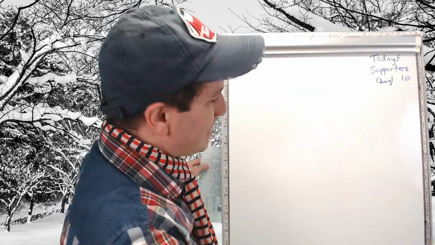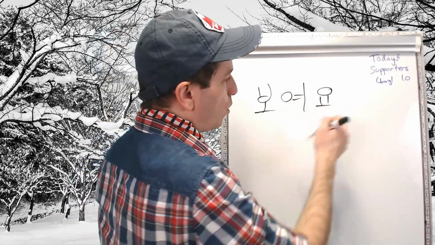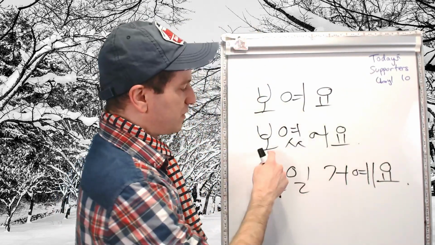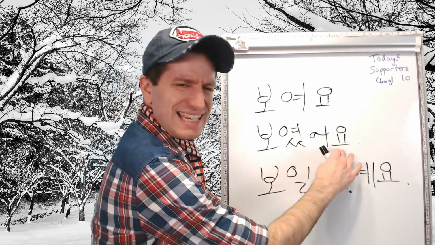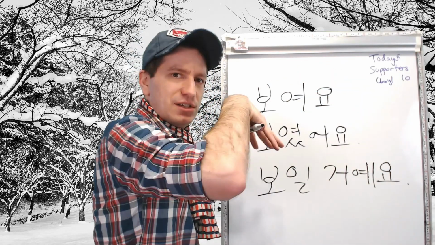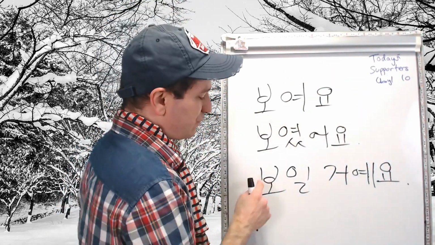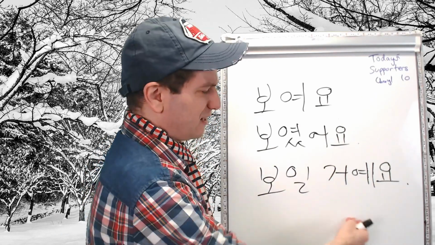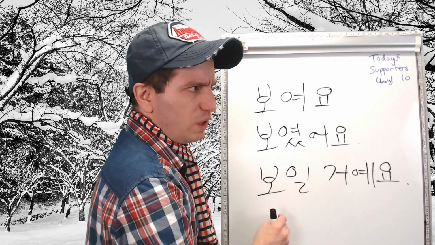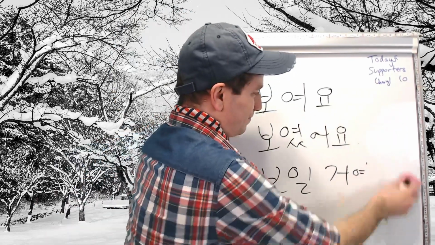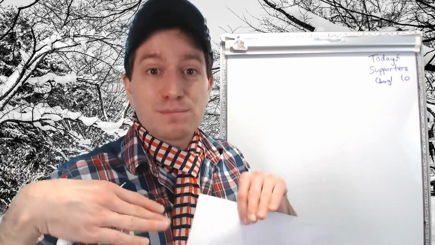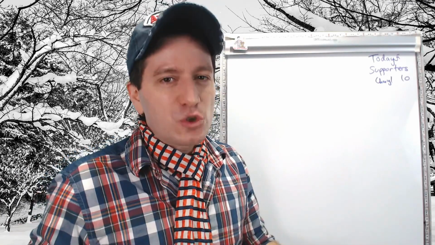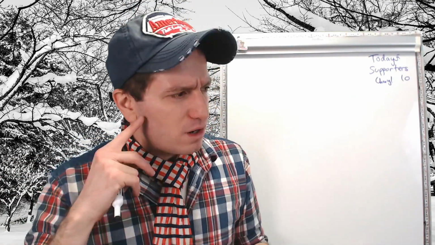Now in the present tense, you could conjugate this as 보여요. For the past tense, you could have 보였어요, was seen, or appeared, or looked like. And future tense, you can have 보일 거예요, will be seen, will appear, will look like. If you think that this verb means look like, you are going to translate it wrong. Therefore, what does that mean?